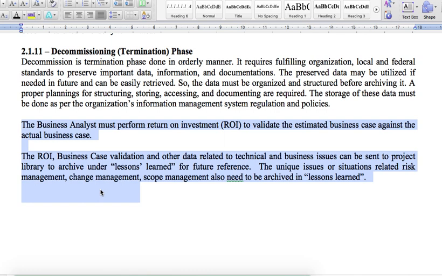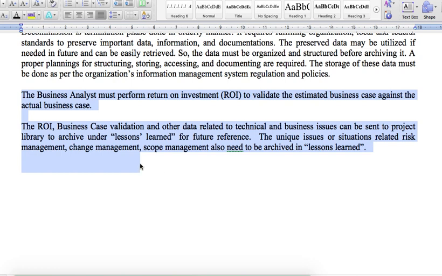The ROI and the business case validation and other data related to technical and business issues can be sent to the project library to archive under lessons learned if it underperformed, or as a success story if it overperformed, for future reference.